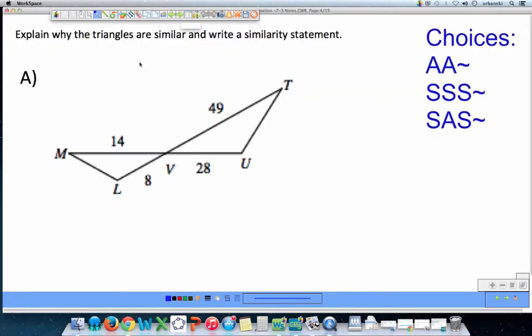We're just going to do the front page. Let's look at these examples here together. Explain why the triangles are similar and write a similarity statement. Okay, last week you had to go through a whole bunch of steps. This time we have shortcuts.